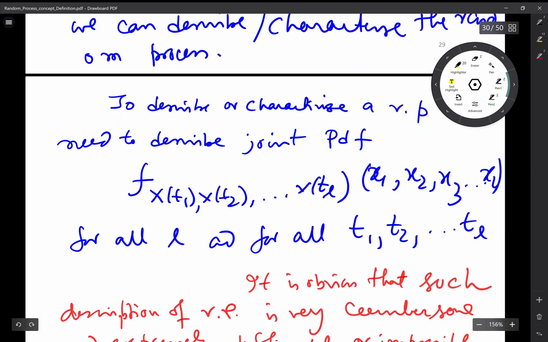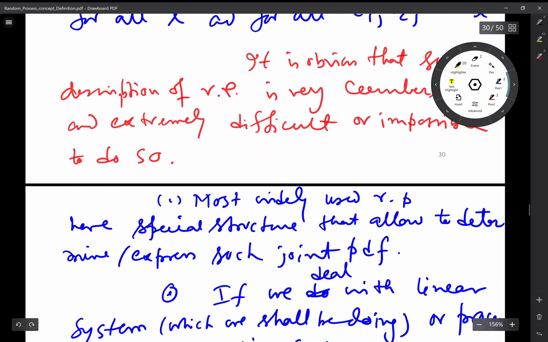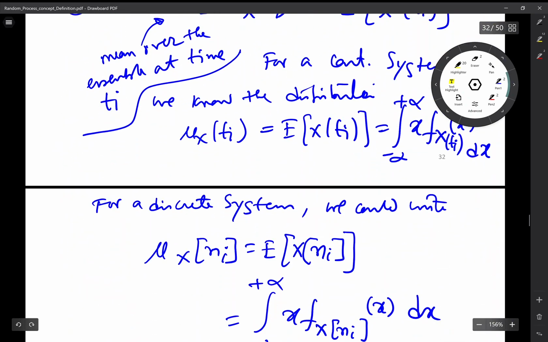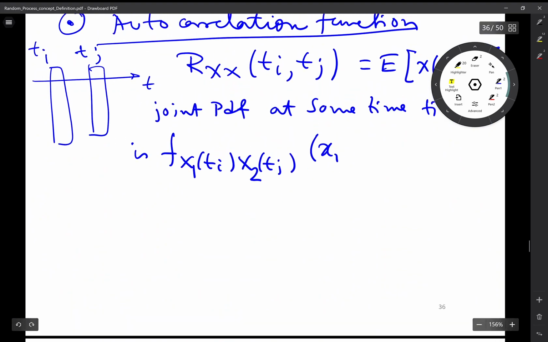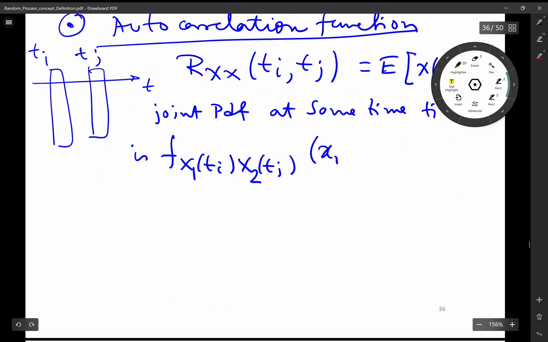We are describing X(t1), X(t2), x1, x2. Okay, so we describe the autocorrelation function as X(t1) and X(tj), x1, x2, that way we are going to define.